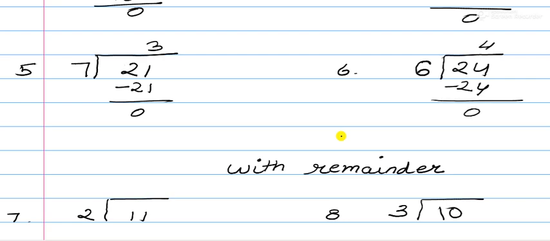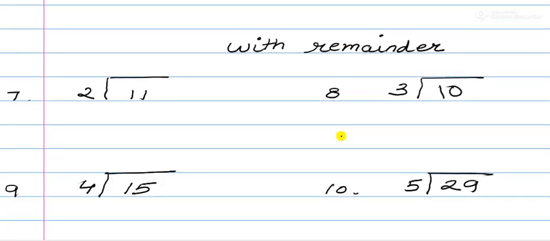Now let's do few sums with remainders. See, we have to divide 11 by 2. So we will say our table of 2 up to 11. We should not cross 11. So let's start. 2 times 1 is 2. 2 times 2 is 4. 2 times 3 is 6. 2 times 4 is 8. 2 times 5 is 10.